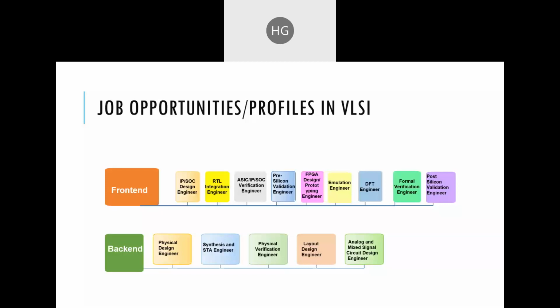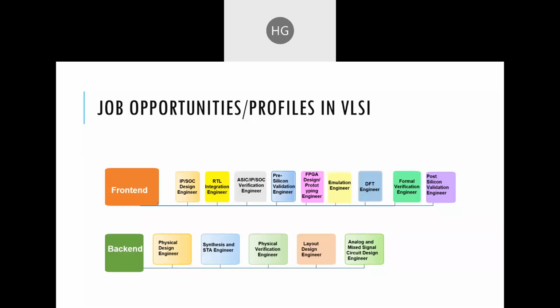So what will happen, suppose you are an SOC team. You have different components in the SOC. You have taken the code of each IP from different IP teams, then you need to integrate all the IP codes into an SOC. I'll talk about SOC, then you will understand how these things happen at SOC level.